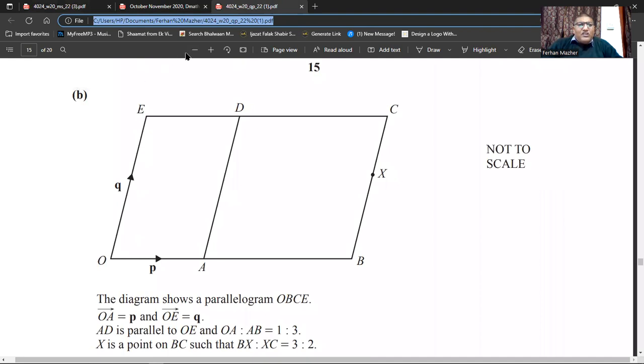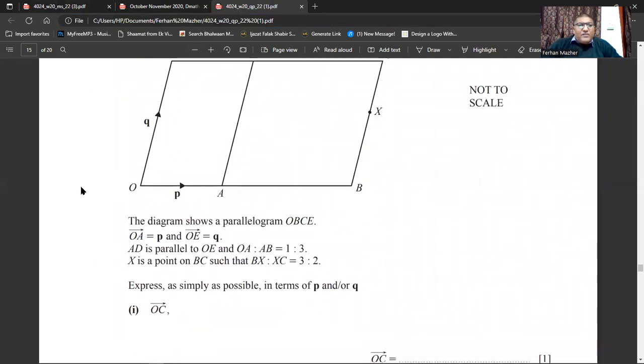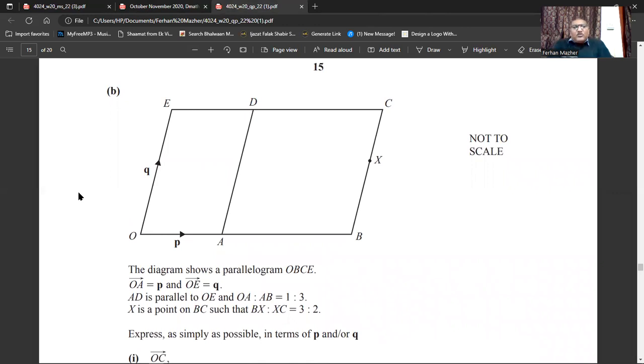Now we have question number 8 and its B part. It says the diagram shows a parallelogram OBCE. OA is P and OE is Q. AD is parallel to OE and OA and AB ratio is 1:3. So this is 1, this is 3. If this is P, this will be 3P.